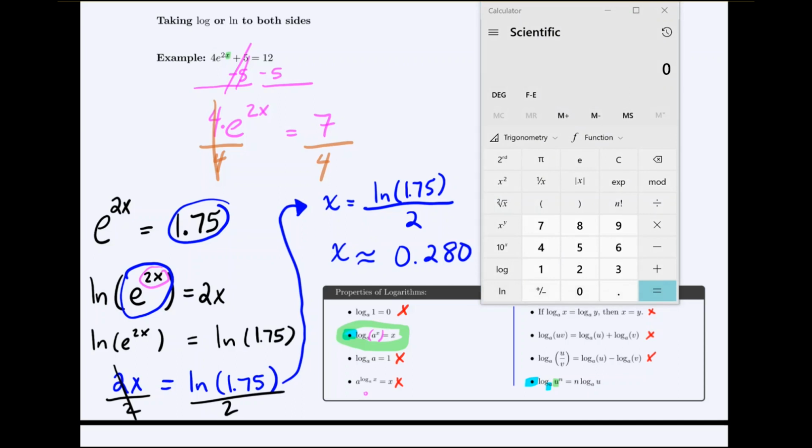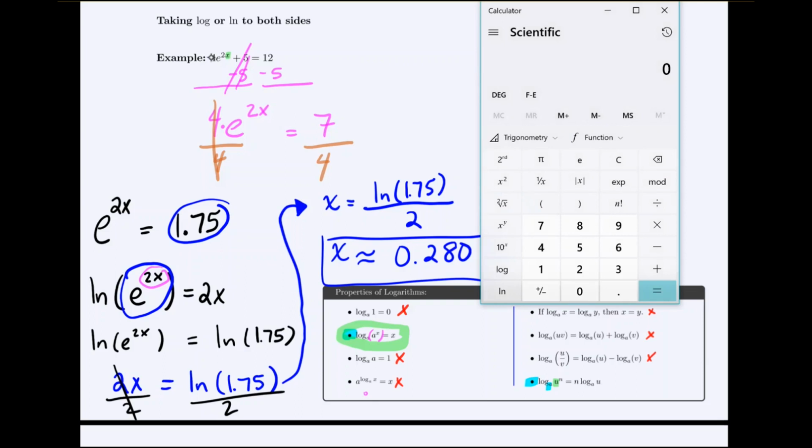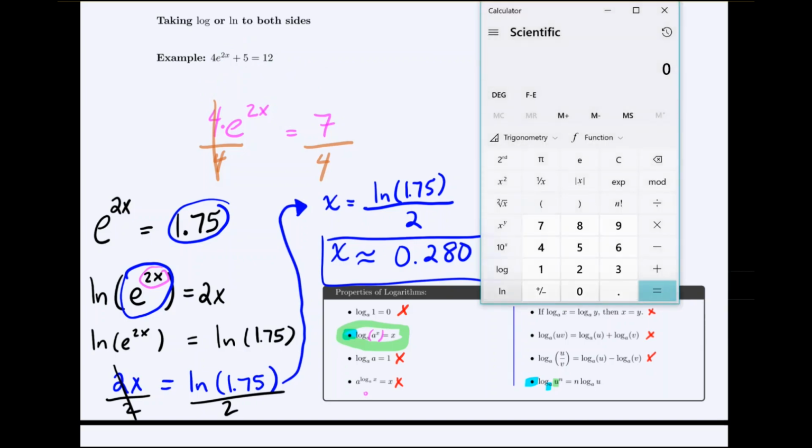And as before, if you want to check your answer, then you can always do so by substituting back into the original expression. So our original expression was 4 times e to the 2x, then adding 5 would get us to 12. So with our rounded version, we could say 4 times e to the, now be careful here, we have to have 2 times x, so it would be 2 times 0.280, close parentheses.